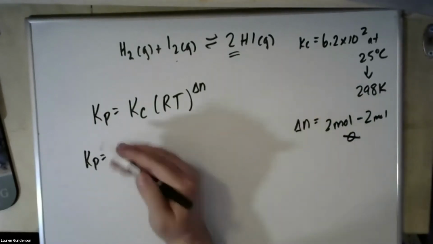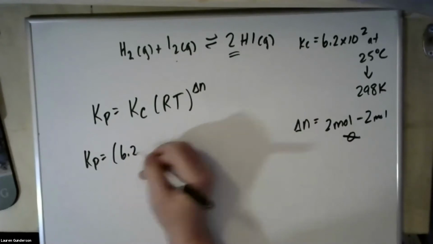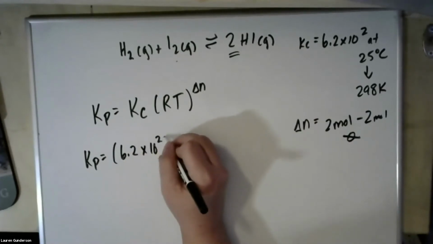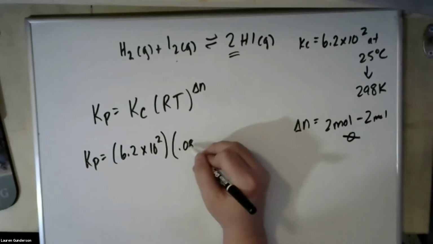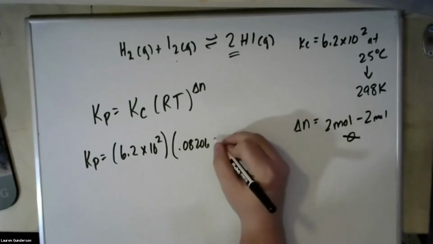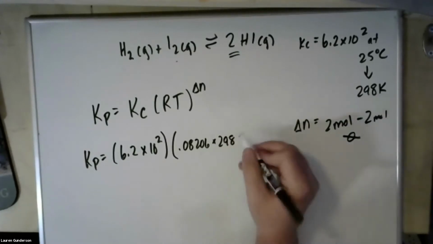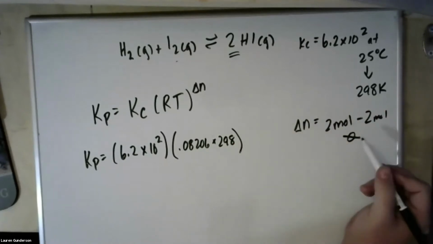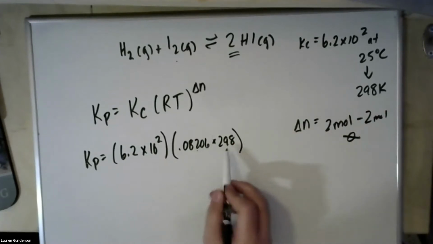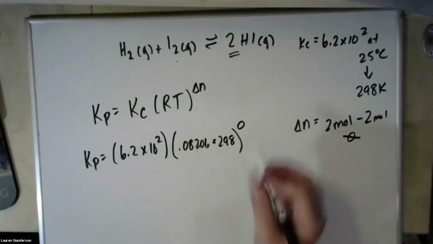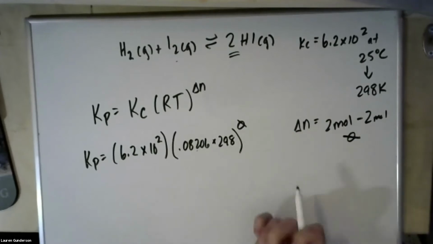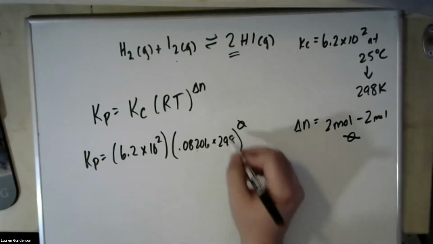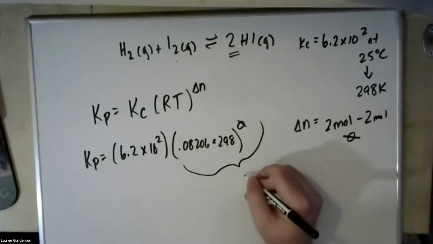It's going to be 6.2 times 10 to the 2. Okay, and then we're going to multiply 0.08206. Again, I'm just going to forego the units here for space. So we multiply R and T and then we raise it to the 0. What happens, and you can try this in your calculator right now, when you raise something to the 0, anything raised to the 0 is going to be 1, right?